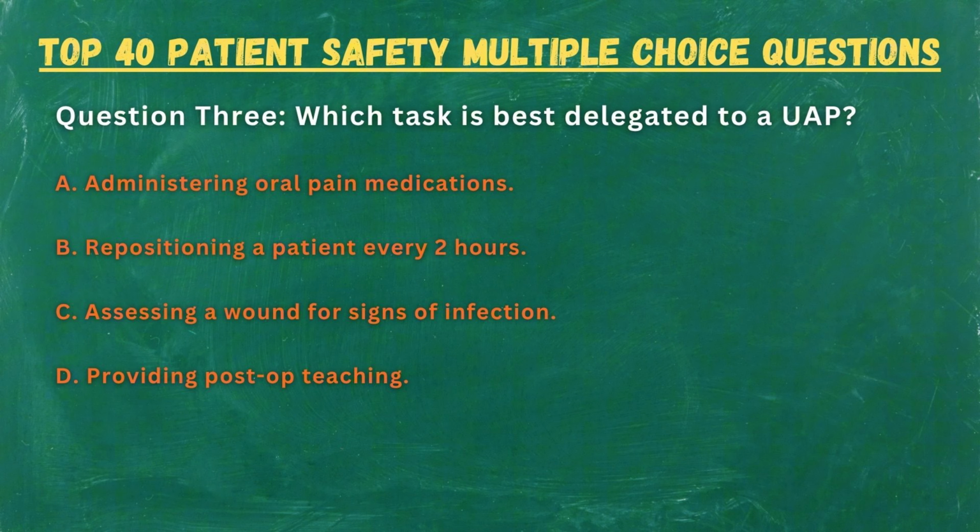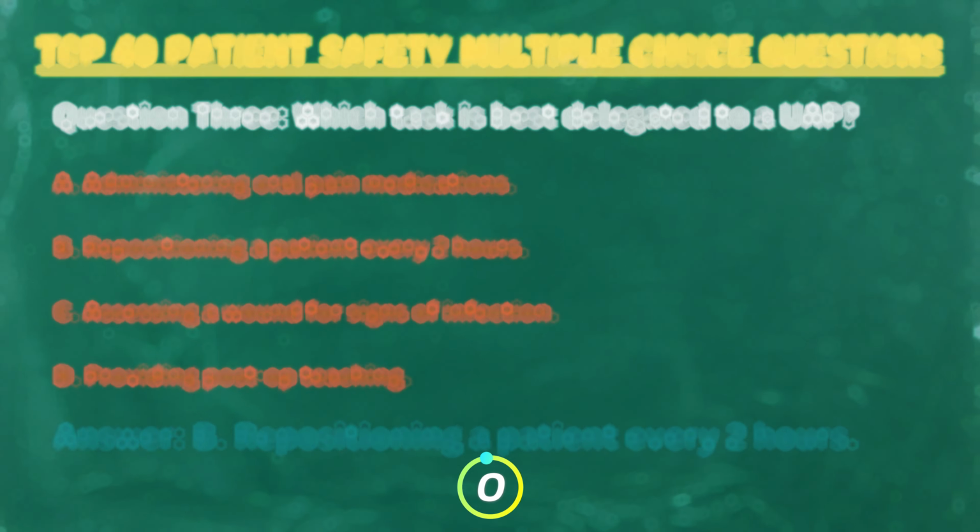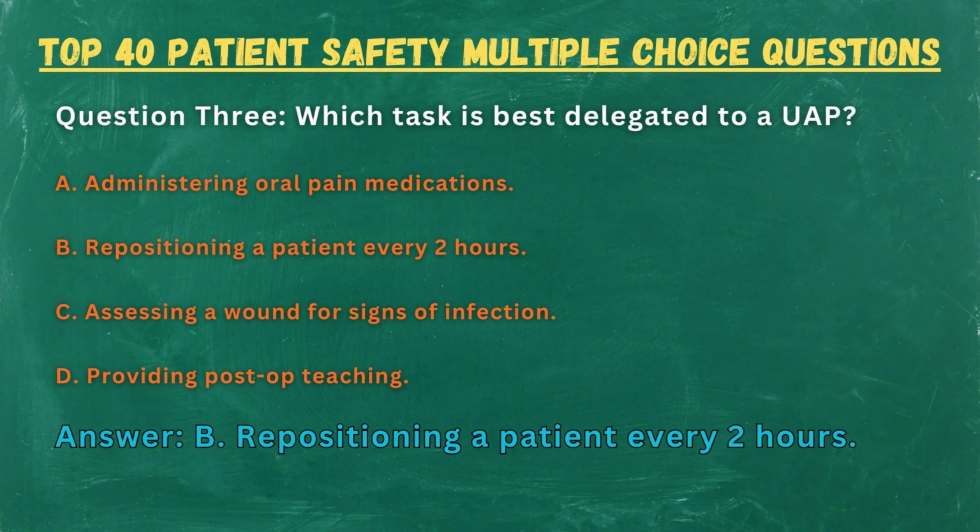Question 3. Which task is best delegated to a UAP? A. Administering oral pain medications. B. Repositioning a patient every 2 hours. C. Assessing a wound for signs of infection. D. Providing post-op teaching. Answer. B. Repositioning a patient every 2 hours.